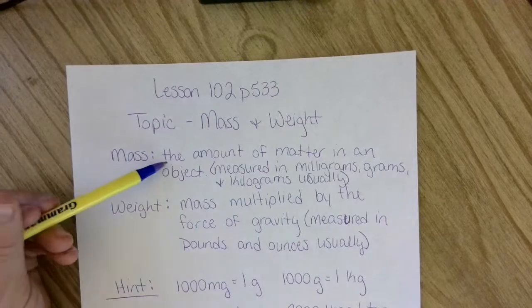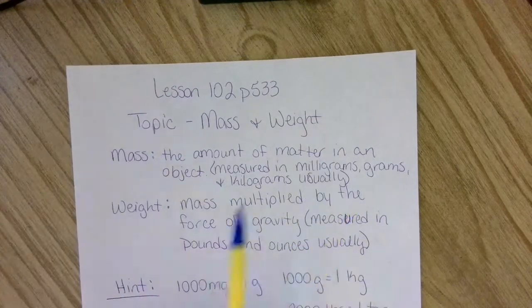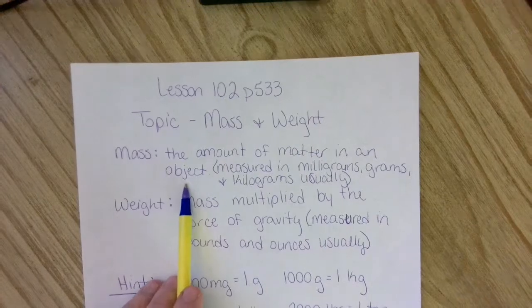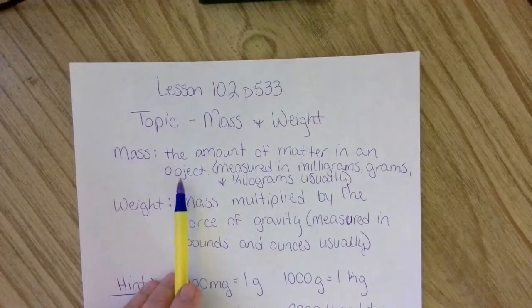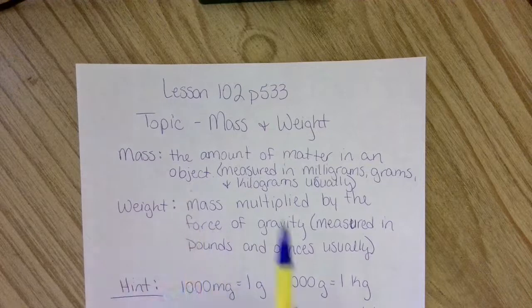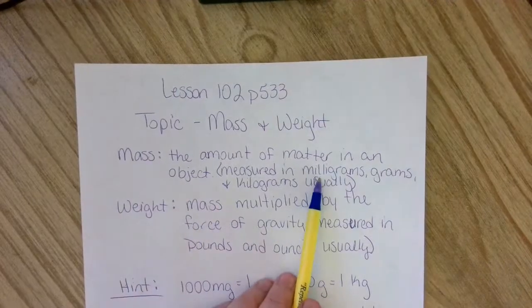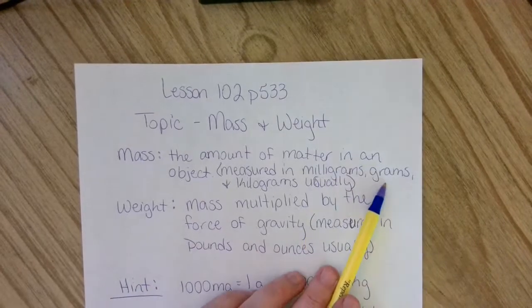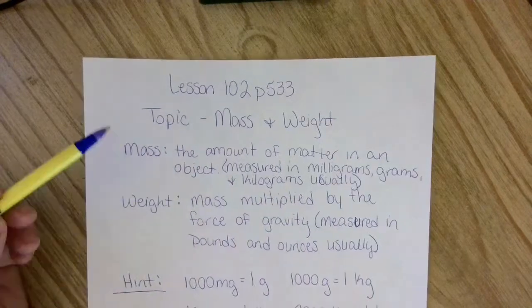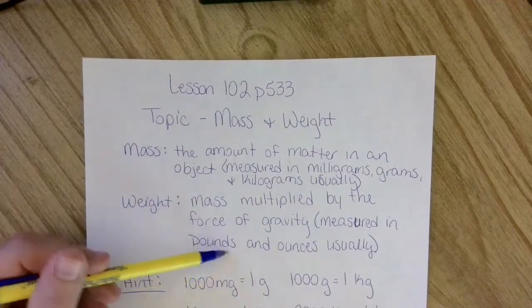Mass is the amount of matter in an object. So no matter if you're on Earth or on the moon, your mass would stay the same, because you can't change the amount of matter that is inside of your body. Mass is usually going to be measured in milligrams, grams, or kilograms. Weight is usually going to be measured in pounds and ounces.